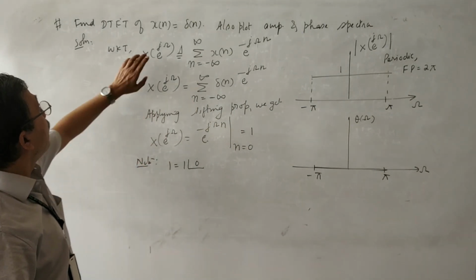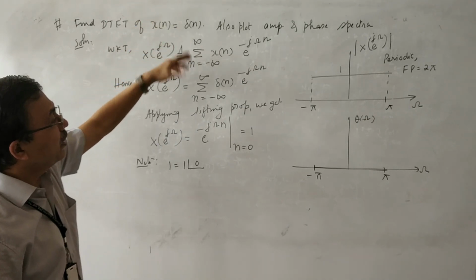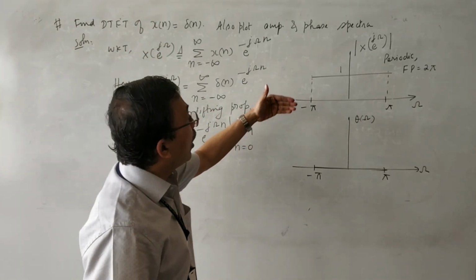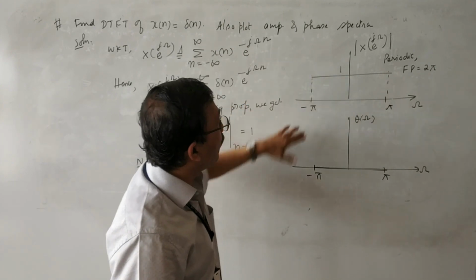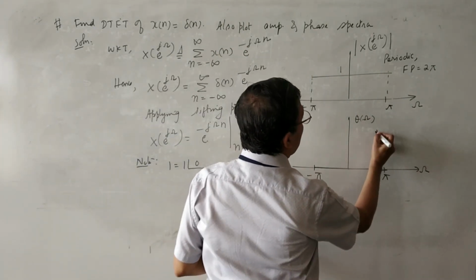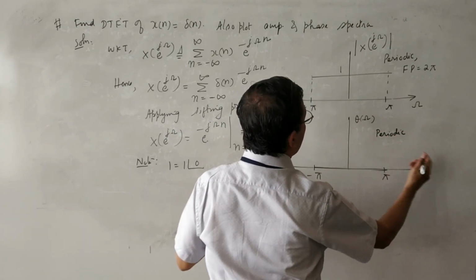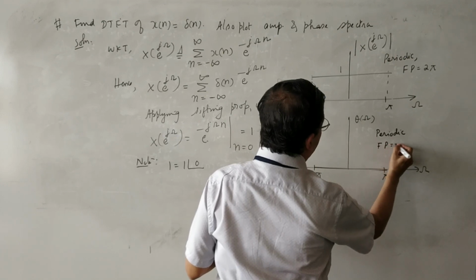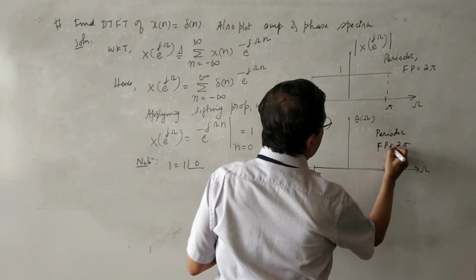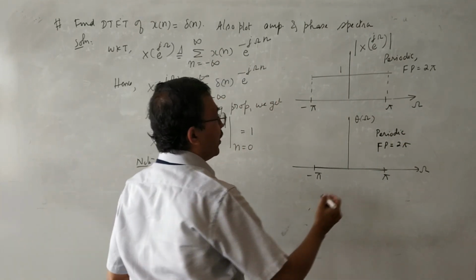This is how we find DTFT of x of n equal to delta of n. Then I have shown how to plot the amplitude spectrum and phase spectrum. Both the spectra are periodic. Even the phase spectrum is periodic, but it makes no sense to write periodic because it's a null spectrum. Its fundamental period also is 2 pi, but since it is a null spectrum, periodicity has no meaning over here.